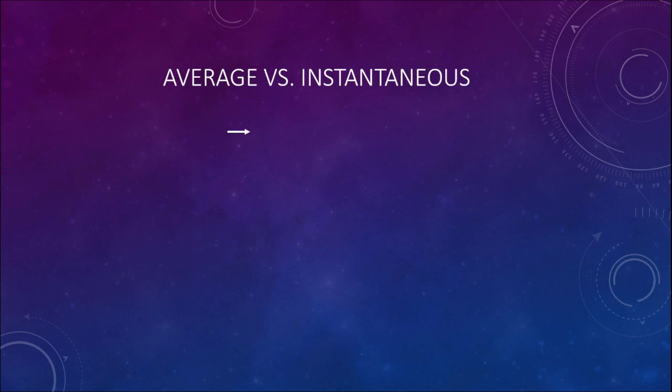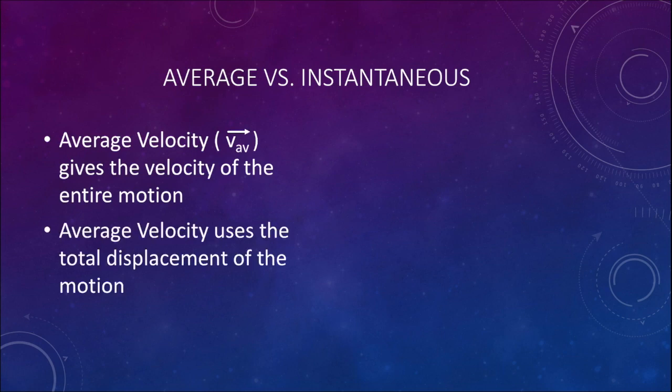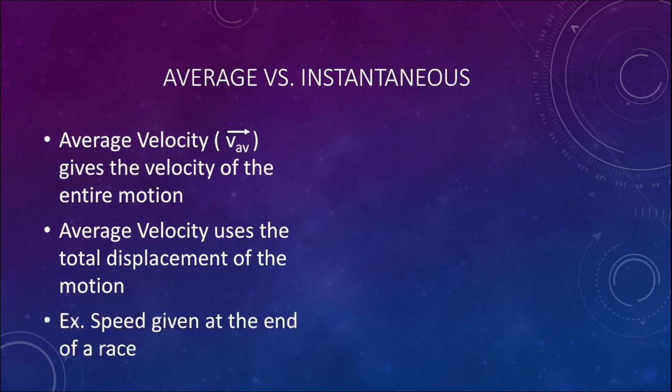When we speak about velocities, we have two different types of velocities that we may look at: average or instantaneous. An average velocity, also signified with the subscript AV, gives you the velocity of the entire motion. Average velocity looks at the total displacement of the motion. An example of average velocity is the speed you are given at the end of the race.